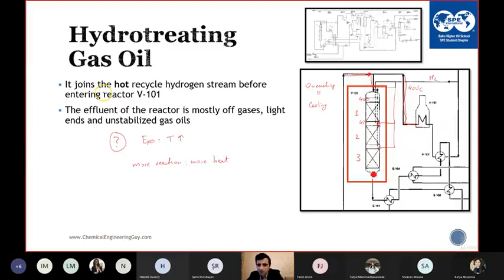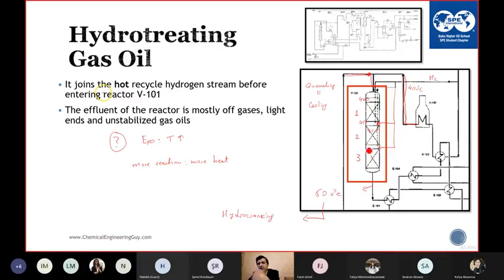If you have one single bed, it will be really difficult to control the temperature. It will go up to 500 degrees Celsius, and we don't want that. Why? Because with really high temperature, we will have hydrocracking reactions. Secondly, we need the reactor to withstand much higher temperatures. That's why if you have 430 degrees Celsius here, we add hydrogen quenching to bring the temperature down, maybe to 415, something like that.